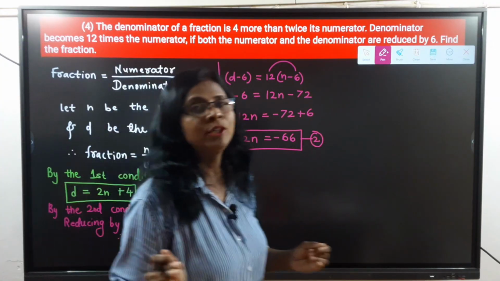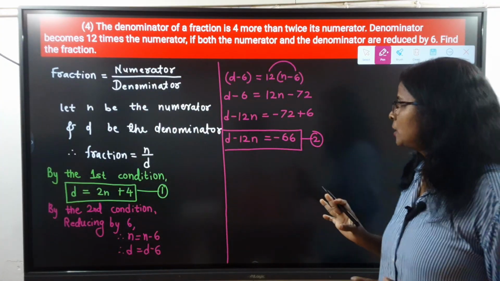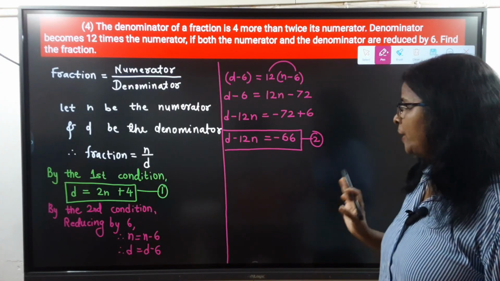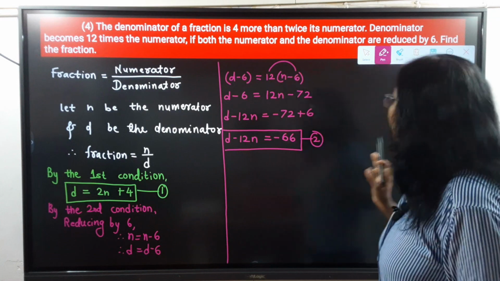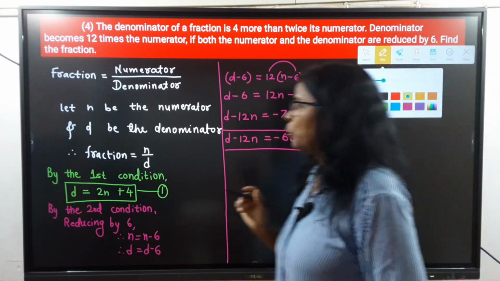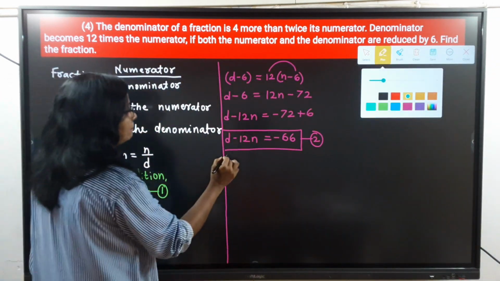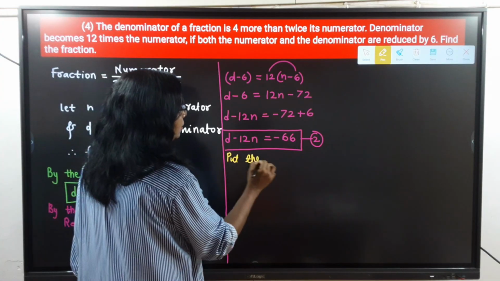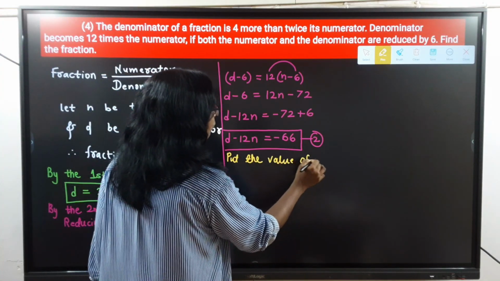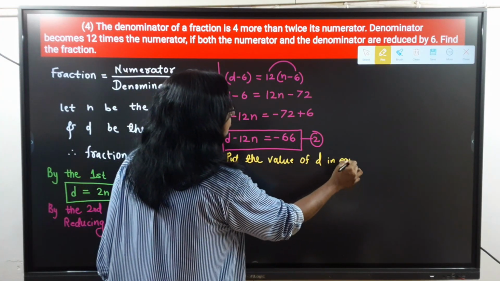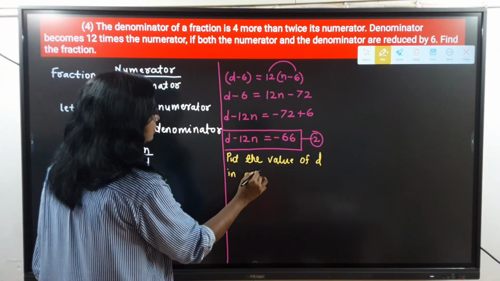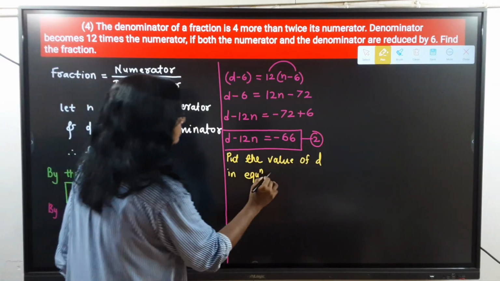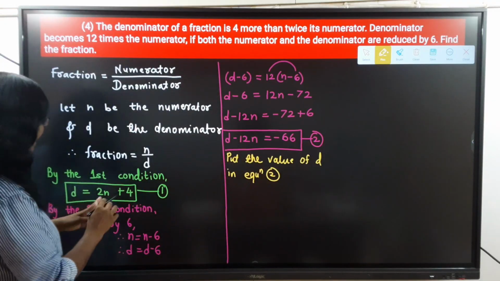So now here we have the first and second equation. So solve it by any method. So I decide to solve it by substitution method because we have the value of d in the first equation. So here I say put the value of d in equation 2. Therefore, in the place of d, I write 2n plus 4.